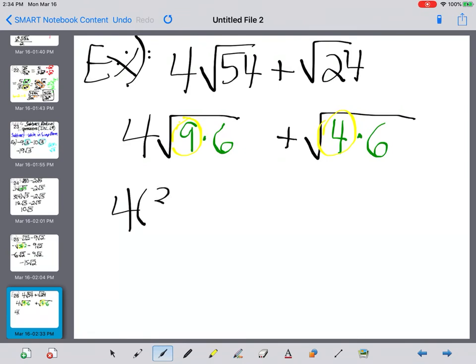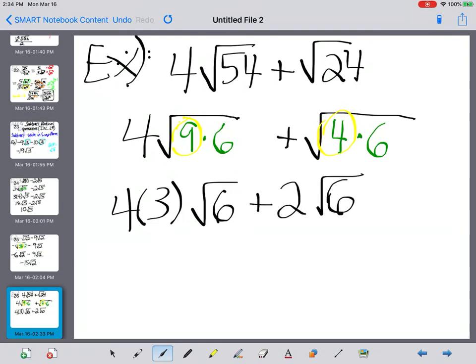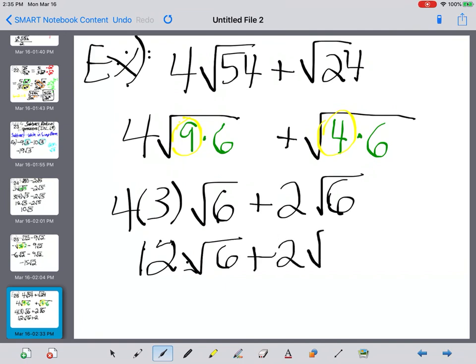Well, the square root of 9 is 3, so 4 times 3. And then I still have my square root of 6. The 6 has to stay in there. Plus, well, the square root of 4 is 2. And then we're going to have the square root of 6, which stays in there. So 4 times 3 is 12, so I have 12 square root of 6. Plus 2 on the square root of 6.